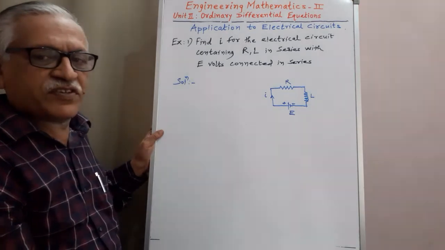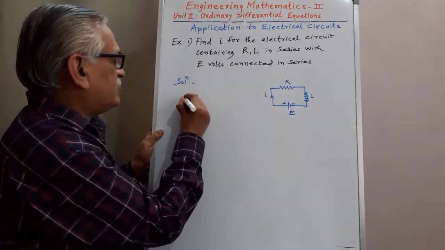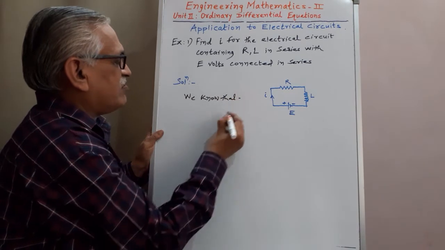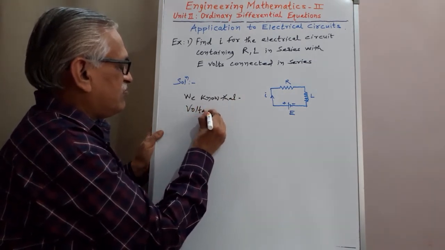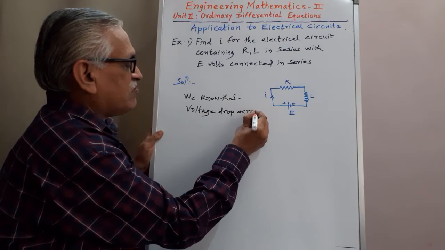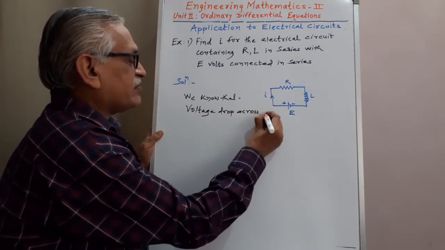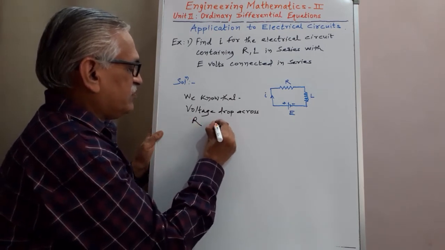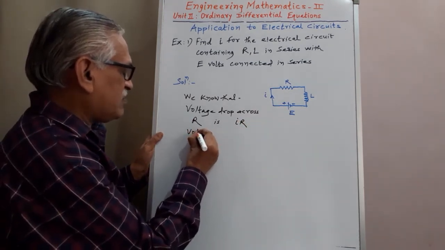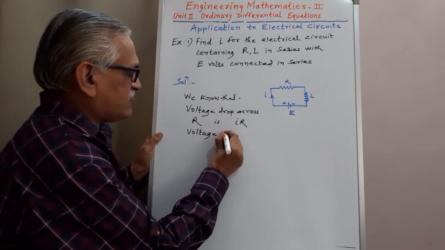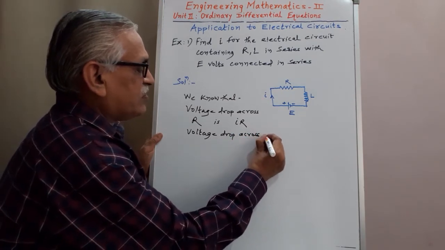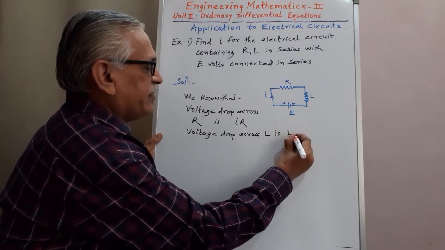Then to obtain the differential equation, we find the voltage drop across R. We know that voltage drop across R is I into R. Then voltage drop across L is L into di by dt.